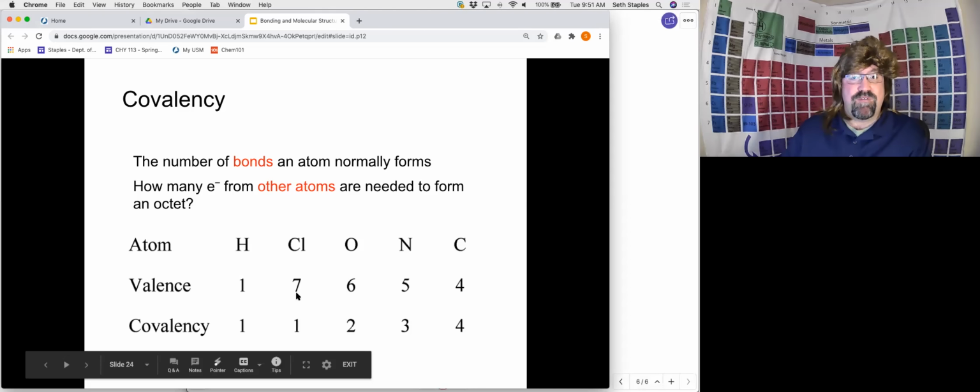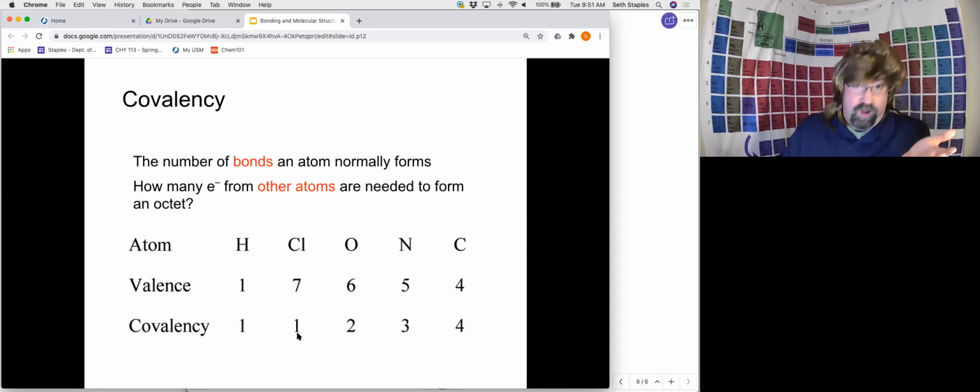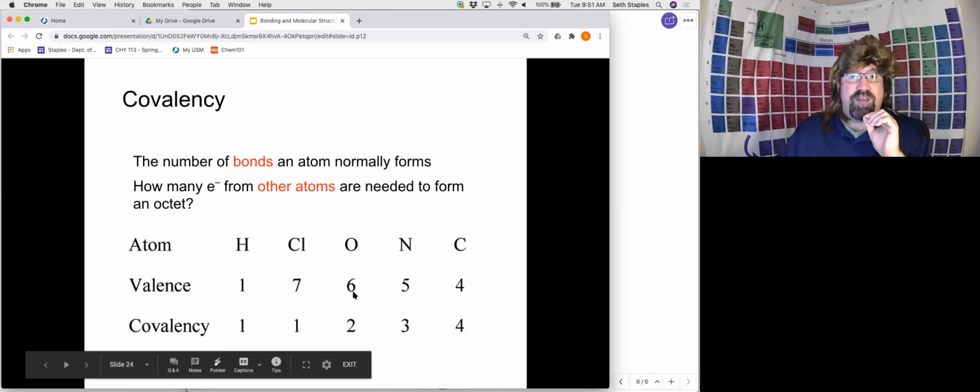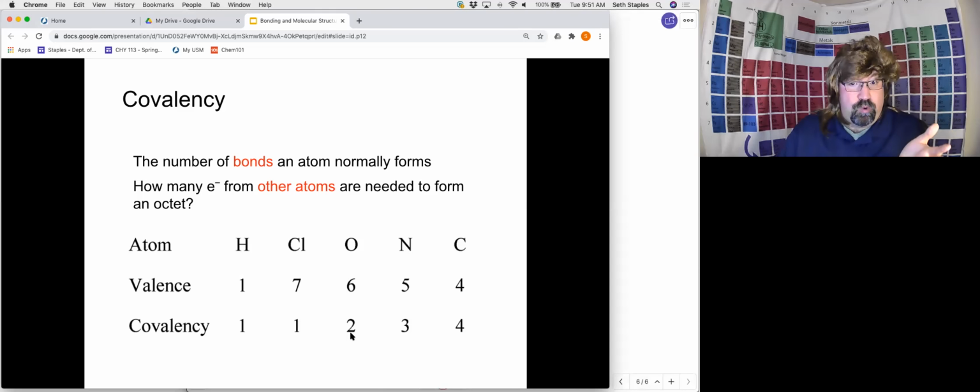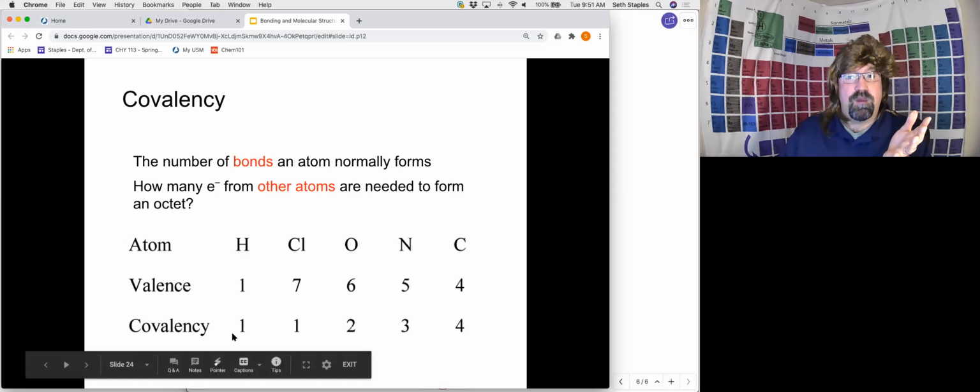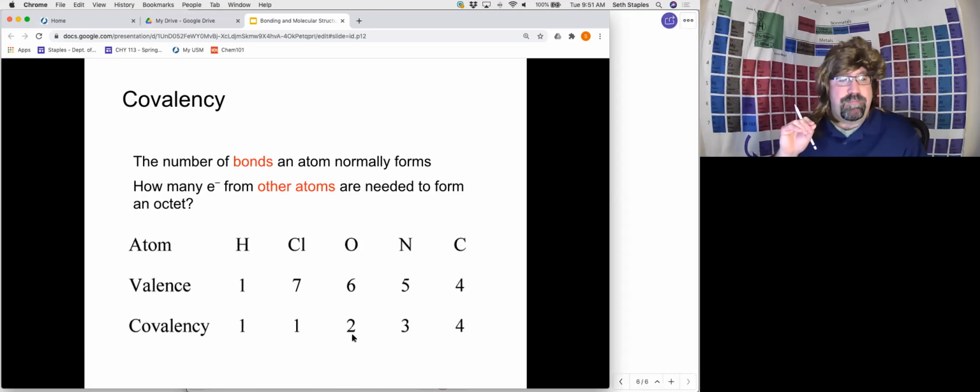Chlorine has 7 valence electrons, so it also has a covalency of 1 because it only wants 1 electron to fill its valence shell. Oxygen, 6 valence electrons. There's a covalency of 2 electrons to fill its valence shell, and so forth. And what the covalency tells you is how many bonds that an atom will typically make. Again, there are exceptions, and you'll see some exceptions, but looking at the covalency is a good place to start when you're looking at how to initially set up some Lewis structures.